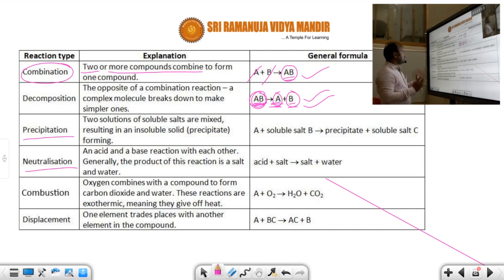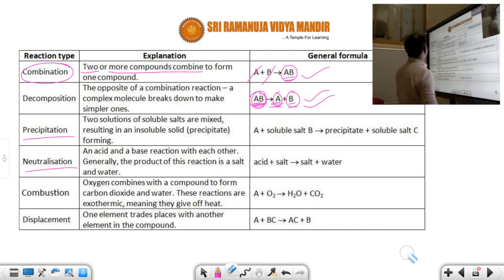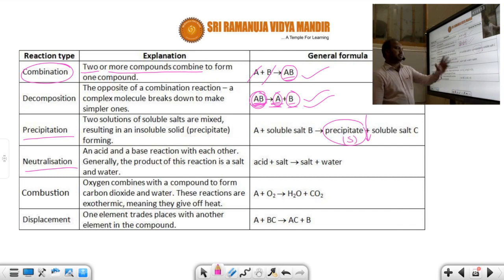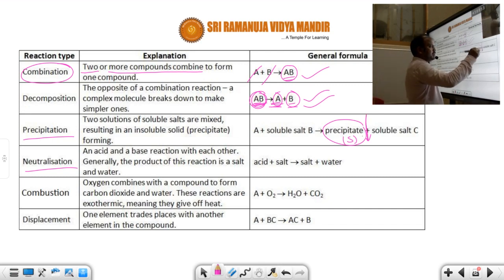Precipitation reactions and neutralization reactions are both examples of which one? Yes, they are examples of chemical double decomposition reactions. Precipitation reaction means the precipitate, the insoluble salt, will be formed on the product side. That is called a precipitation reaction. Whenever a precipitate is formed on the product side, you must show a downward arrow. Of course, this is also a double decomposition or double displacement reaction, because here also the exchange of radicals takes place.